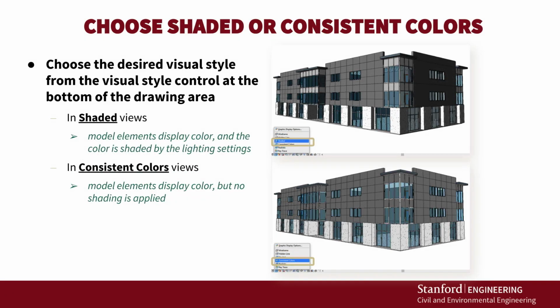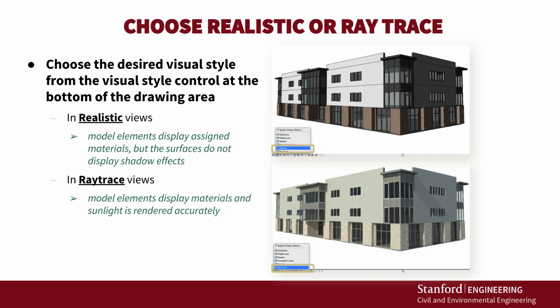Next, let's look at the differences between shaded views and consistent color views. Again, you choose the desired visual style from the Visual Style control at the bottom of the drawing area. Then for shaded views, you'd see that the model elements display color, and that color is in turn shaded by the lighting settings. Consistent color views are just a little bit different. In consistent color views, model elements also display color, but no shading is applied, so the colors aren't at all affected by the lighting.